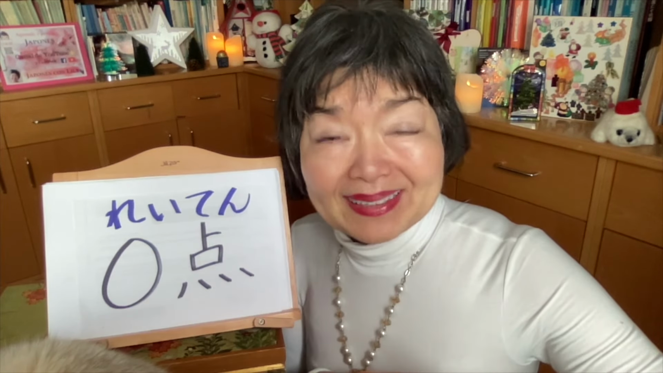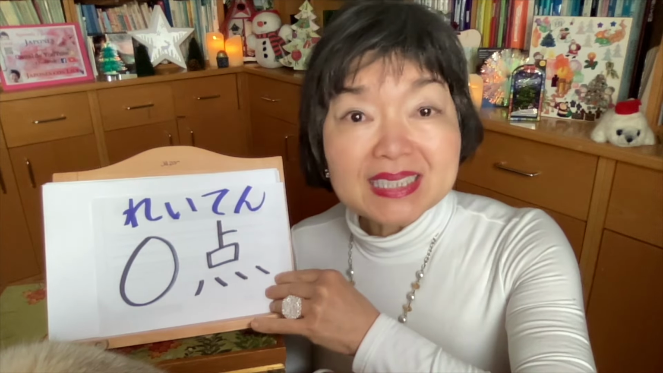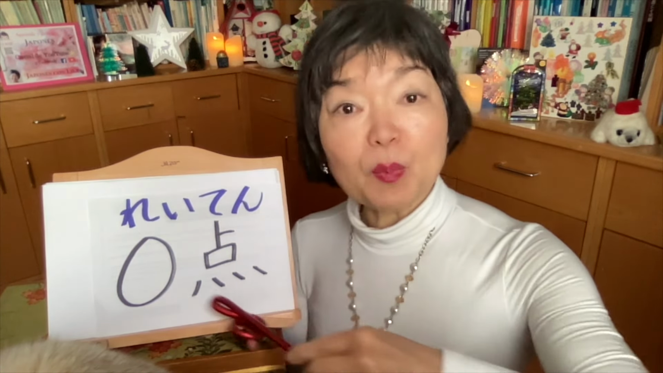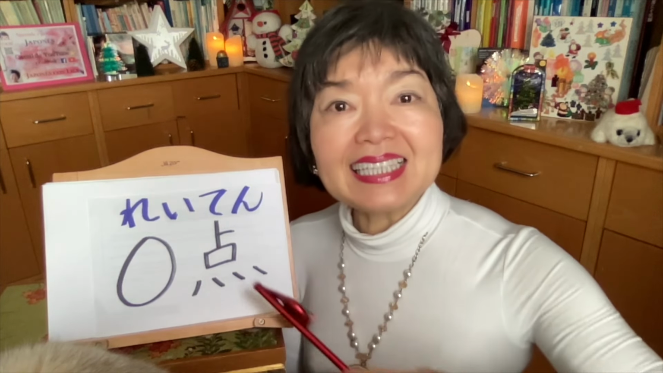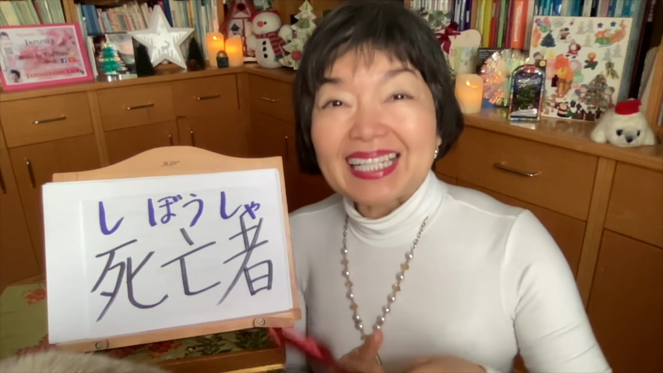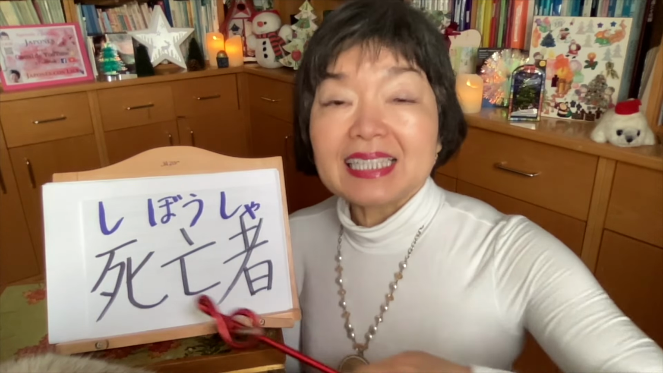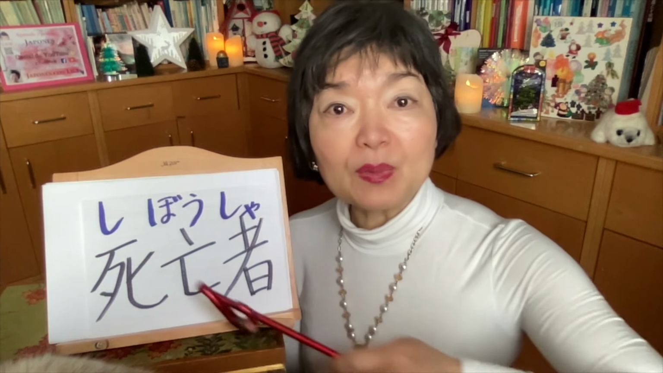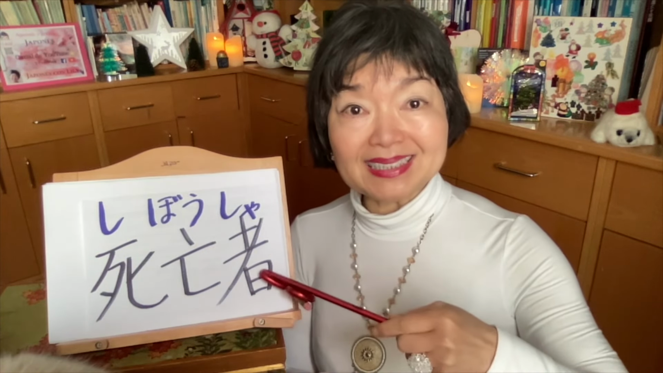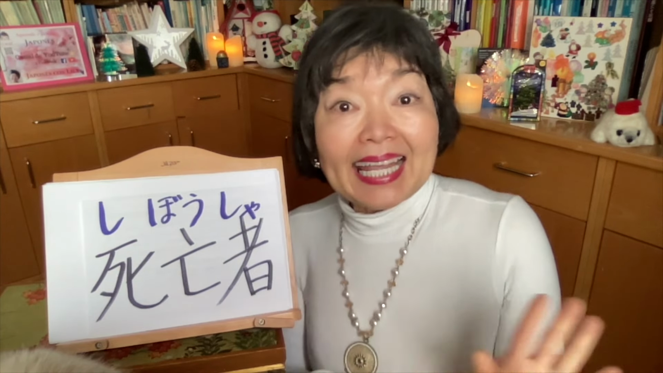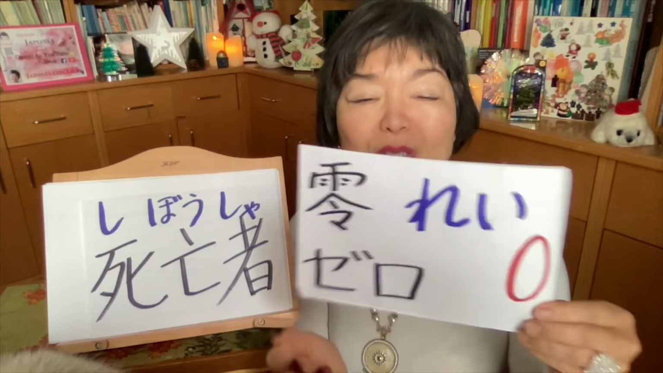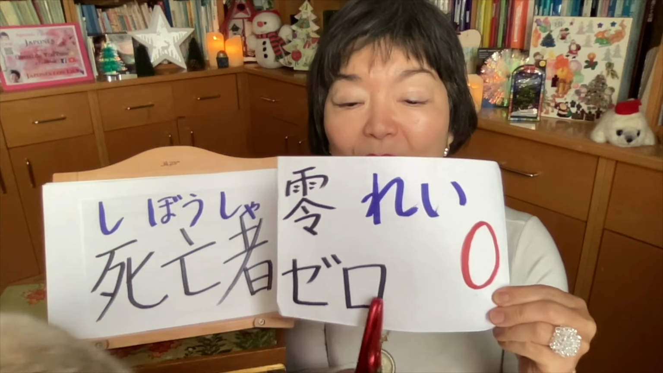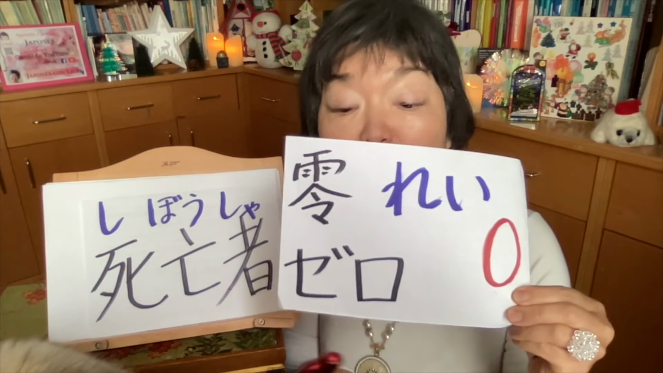When the decimal point is zero, we don't say zero ten. Ten means point. In this case, we say reiten, 0 point. When the number of dead people was zero, we say shibousha. This is dead, or the dead people, shibousha. Shi comes from the noun death. Shibou, shibou shimasu, to die. Sha here means the person. So shibousha is the dead. So when the number of dead was zero, we say shibousha zero, because no one, no number.